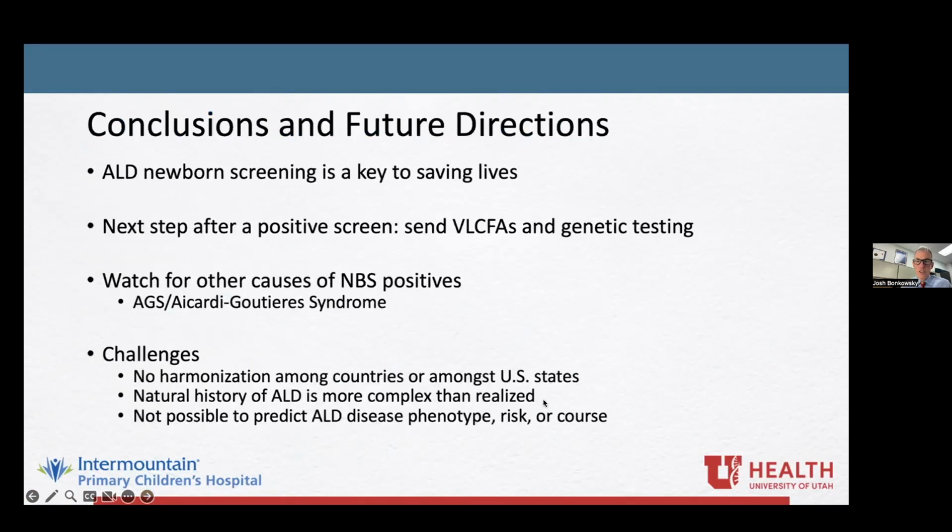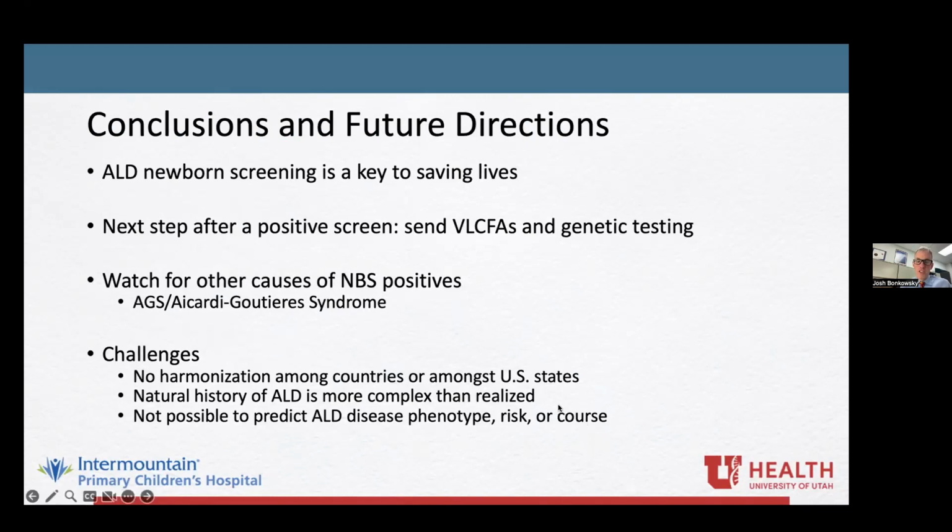So just to conclude, ALD newborn screening has been key to saving lives for this disease. After that initial screen, extended very long chain fatty acids and genetic testing are the key next steps. However, it's clear now that there are other reasons for positives, not only false positives, but also other disorders that can have the same biochemical signatures.